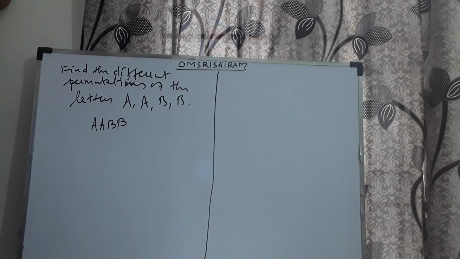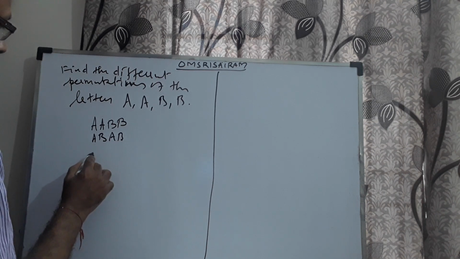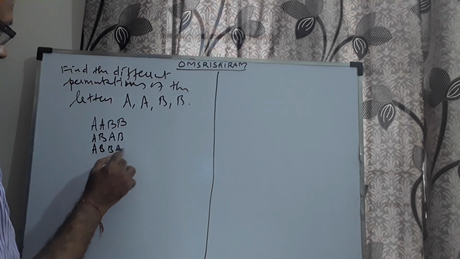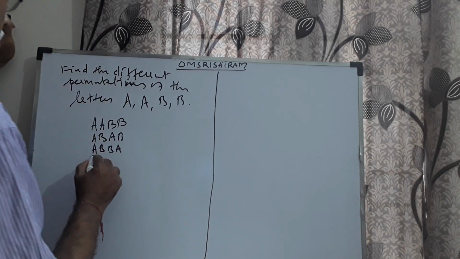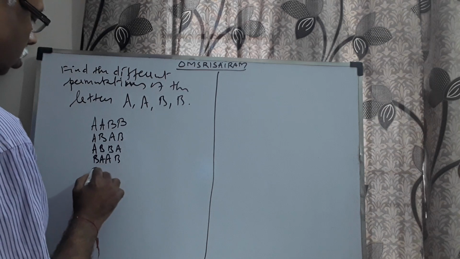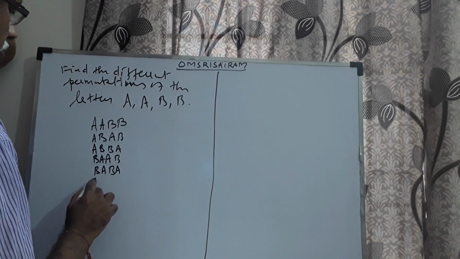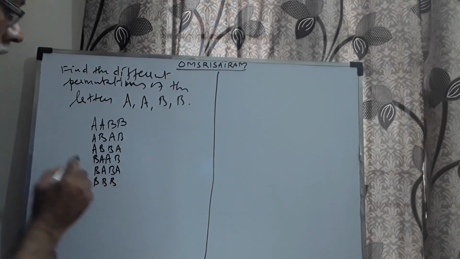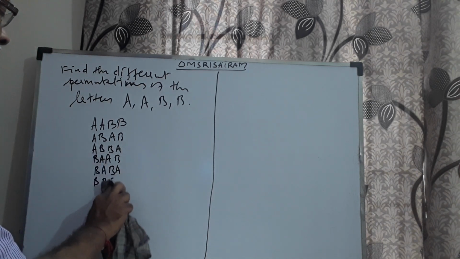I'll make the arrangements using the positions of the two A's. A's can be in first and second position, first and third position, first and fourth position, second and third position, second and fourth position, and finally third and fourth position. Only these are the different possibilities.